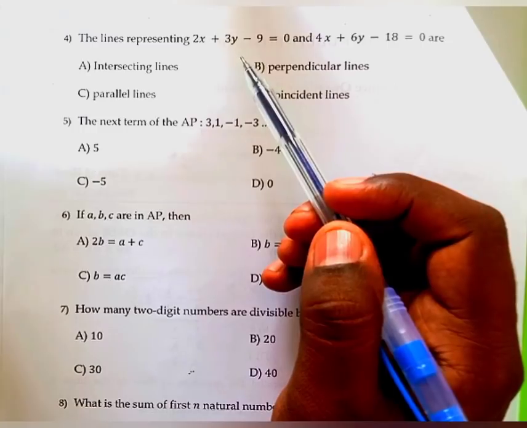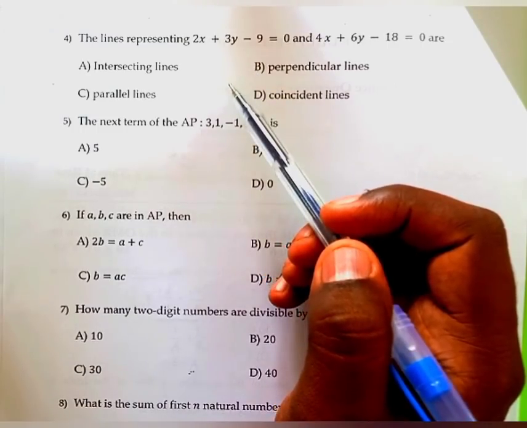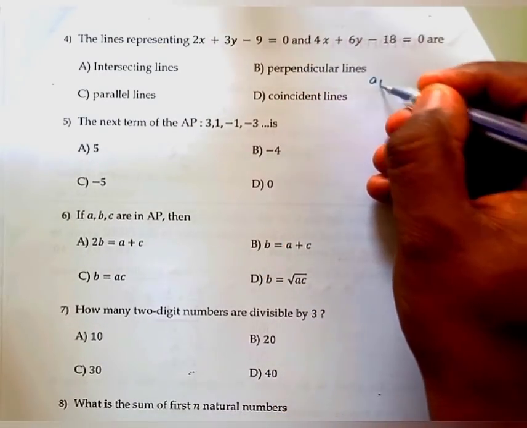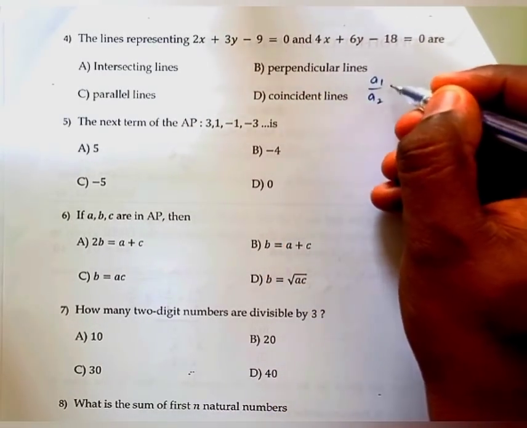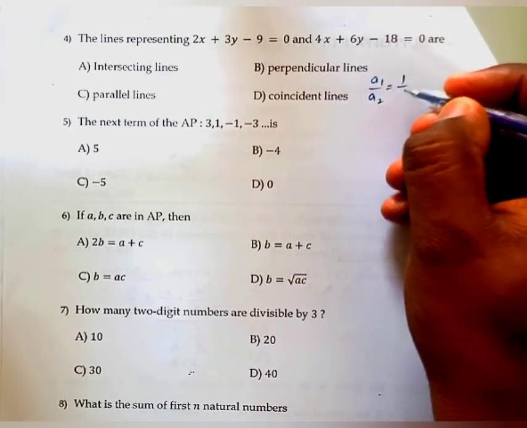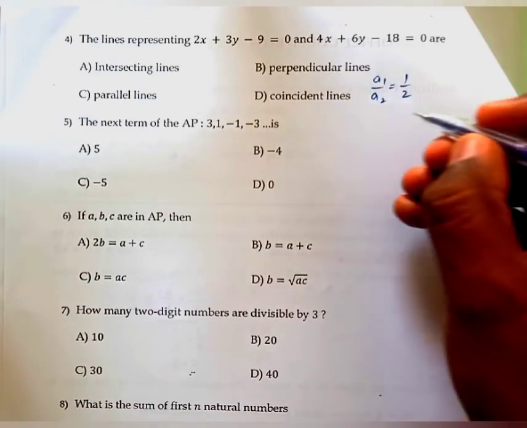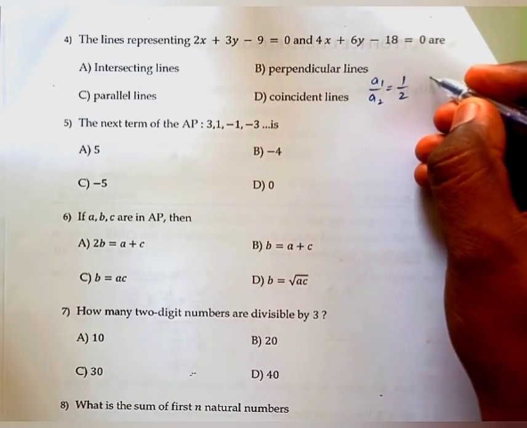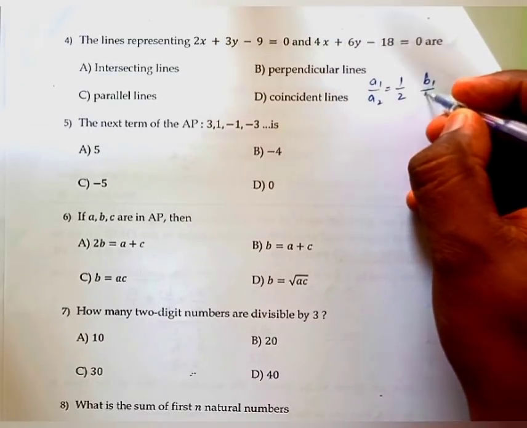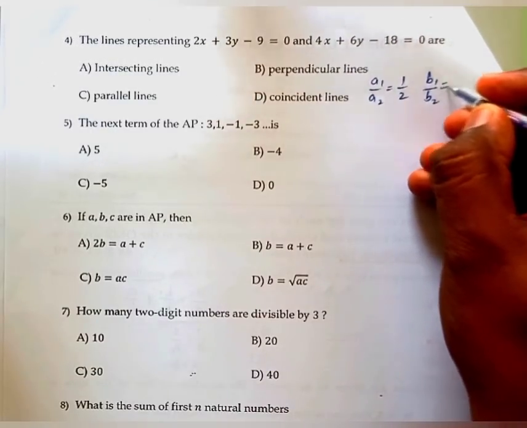The lines representing 2x plus 3y minus 9 equals 0 and 4x plus 6y minus 18 equals 0 are. In the same way, find out the ratio a1 by a2. What is a1? a1 is 2 and a2 is 4. That is 2 by 4 is 1 by 2. Find out b1 by b2. b1 by b2 will be equal to 3 by 6 which is equal to 1 by 2.